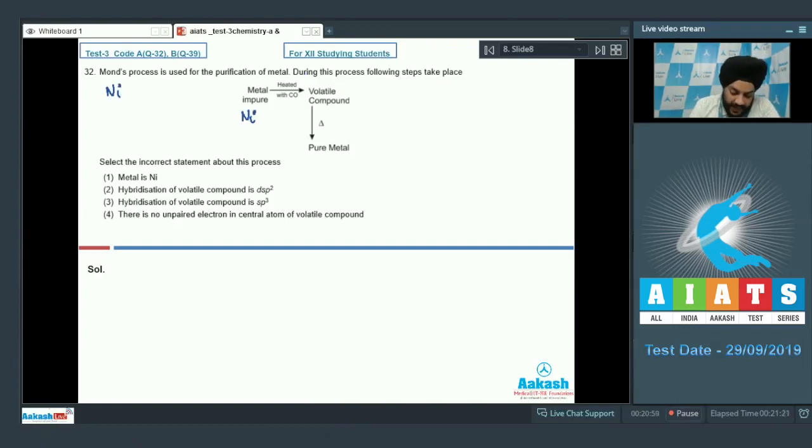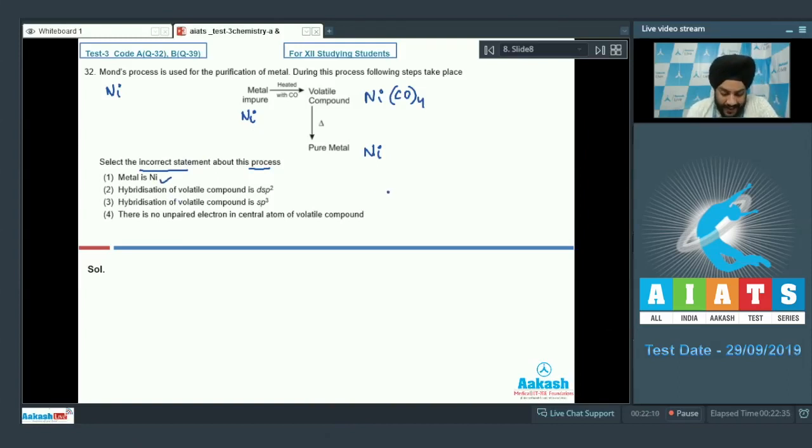So we have impure nickel. It is heated with CO. It forms a volatile compound, which is the nickel tetracarbonyl. And we have a pure metal again, which is nickel. Okay. So we have to select the incorrect statement for this process. Okay. So the first option says that the metal is Ni. So this is a correct statement, student. We had seen that the metal is indeed Ni.